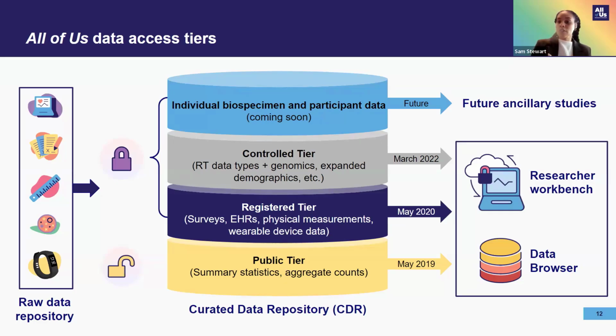If you're interested in learning more or working directly with the participant level data, you'll need to have access to the Researcher Workbench. And within the Researcher Workbench, we have two access tiers, the registered tier and the controlled tier. We'll look at those each in turn. Hopefully in the future, we could offer more data types, including more access tier levels. So that's more to come.